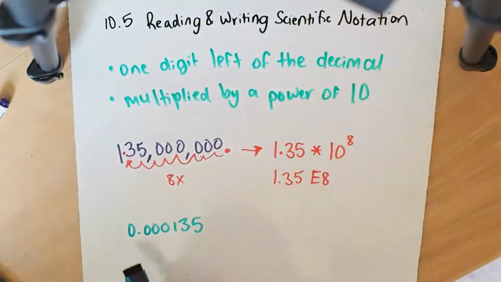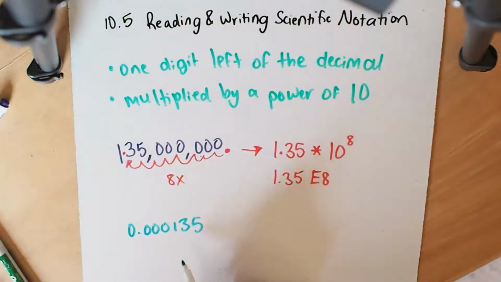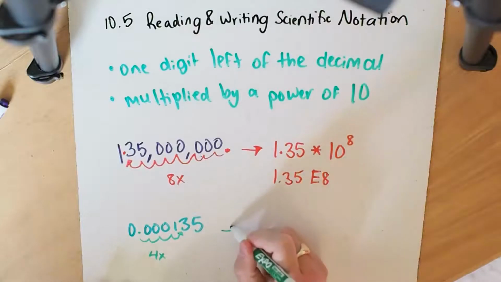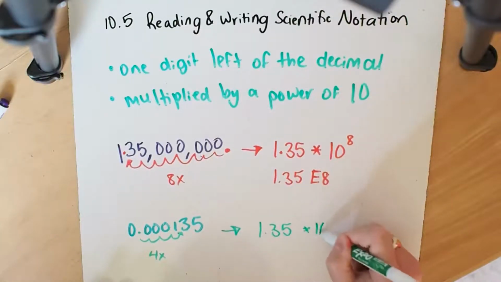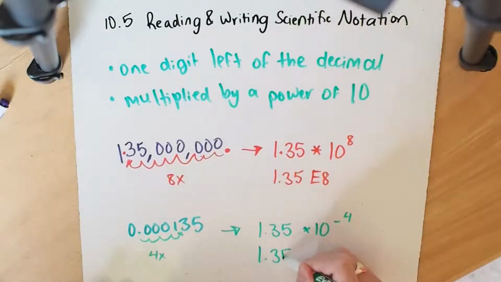Similarly, if I have the number 0.000135, I'm going to do the same thing. I want to get it so that there's only one number on the left of the decimal point. So counting, and this time I'm going to the right, I went 4 times to the right. So I'm going to rewrite this as 1.35 times 10 to the negative 4, or 1.35 e negative 4.